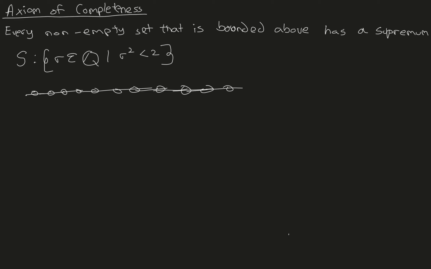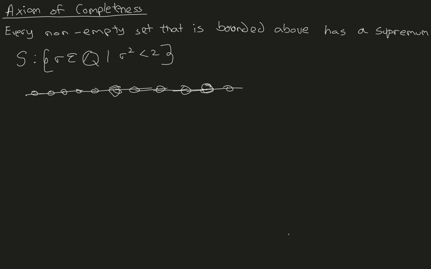The rational number line is incomplete, although it is ordered, although it follows all the nine axioms of fields, and it follows the three axioms for order. It's still incomplete. There are gaps and holes in it, so it's not sufficient for us to do our calculus and analysis on the rational number line. We need a more complete number system.